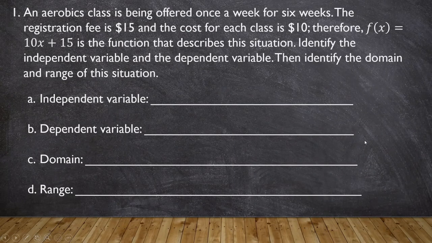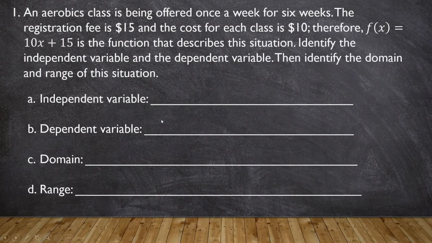Number 1, an aerobics class is being offered once a week for 6 weeks. The registration fee is $15 and the cost for each class is $10. Therefore, f of x equals 10x plus 15 is the function that describes this situation. Identify the independent variable and the dependent variable, then identify the domain and range of this situation.